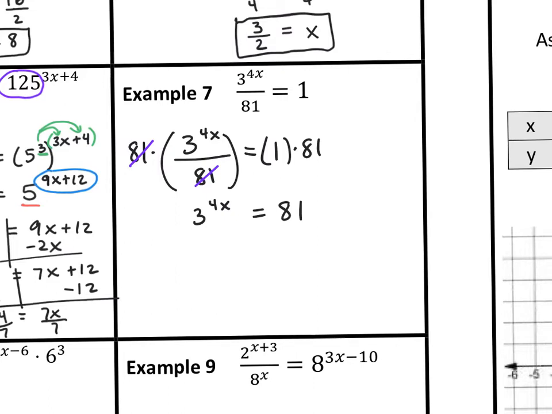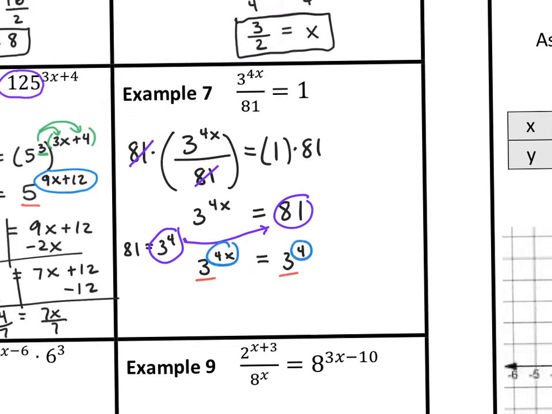You should think that this is familiar to something, but you should say, I know that 81 is 3 to the power of 4. So I'm going to replace 3 to the power of 4 with 81. So I'm going to end up with 3 to the 4x, just copy the left side, equals 3 to the power of 4. The bases are the same, so that means the exponents are the same. And so I have 4x equals 4. Divide both sides by 4, and that means that x equals 1.